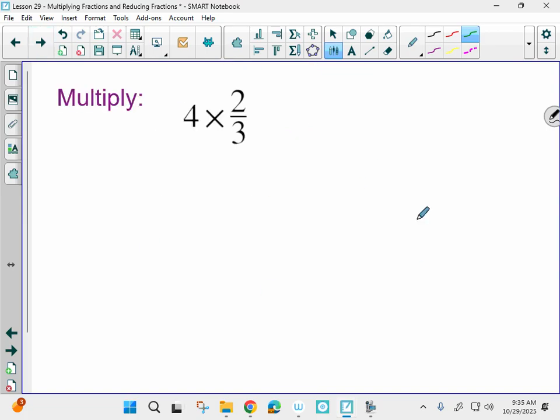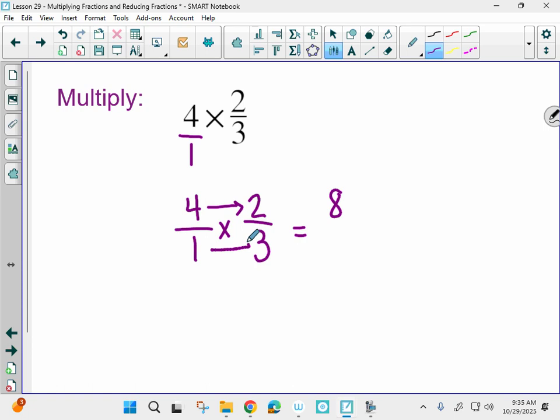All right, what if you have a whole number, 4 times 2/3? First, you want to put this whole number over 1. There's an invisible 1 you don't see on the bottom of every whole number, all right? Then I multiply straight across. 4 times 2 is 8. 1 times 3 is 3.